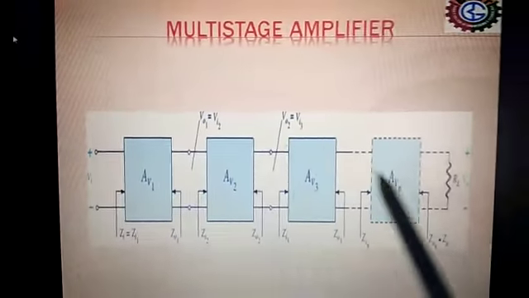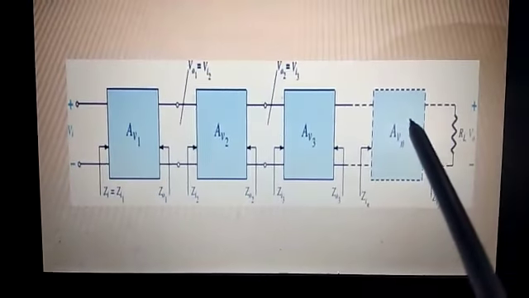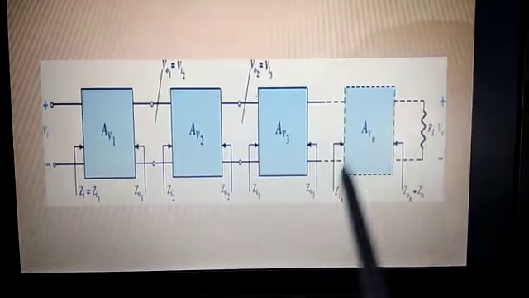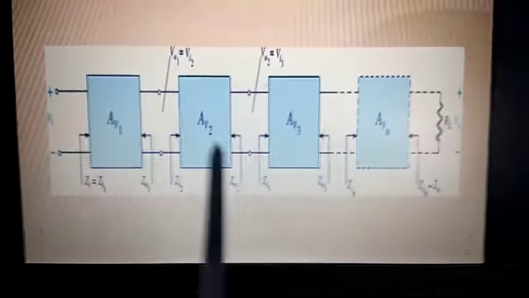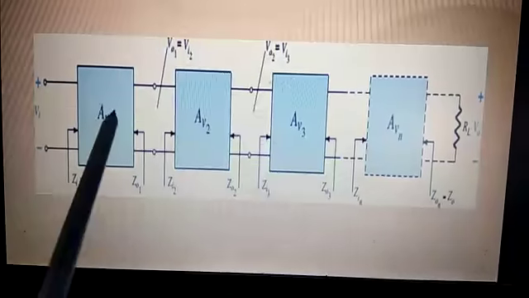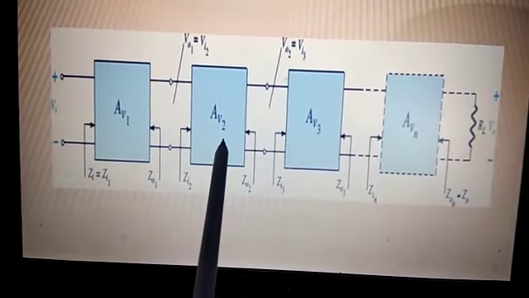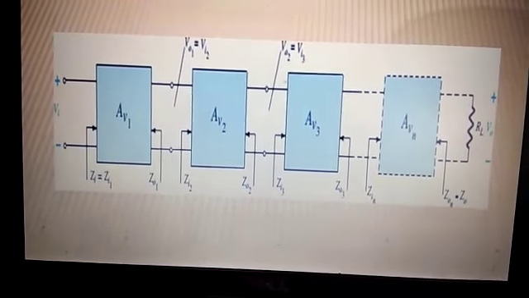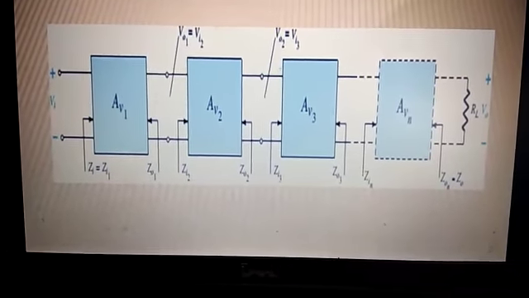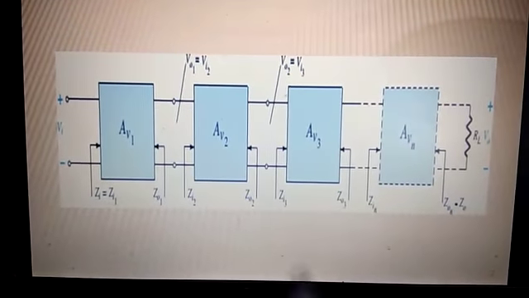So this cascade amplifier provides us the gain sufficient to require the any driver stage. Here if we consider without loading effect, then the overall gain of this cascade amplifier is AV1 into AV2 into AV3 and so on. This is without loading effect. But in cascaded amplifier there may be a loading effect, and this is disadvantage here.